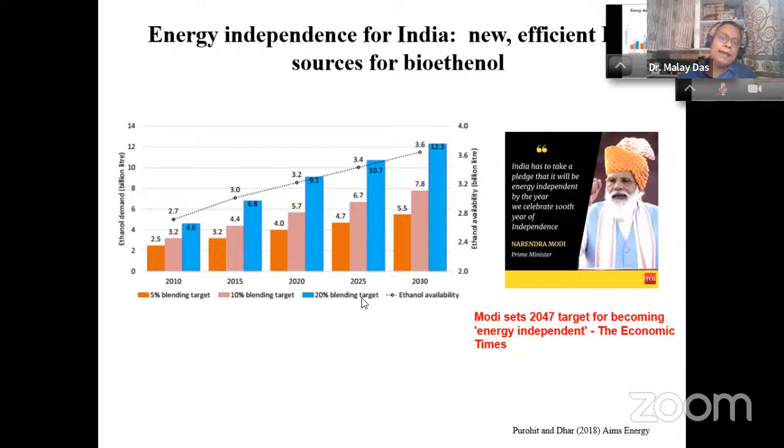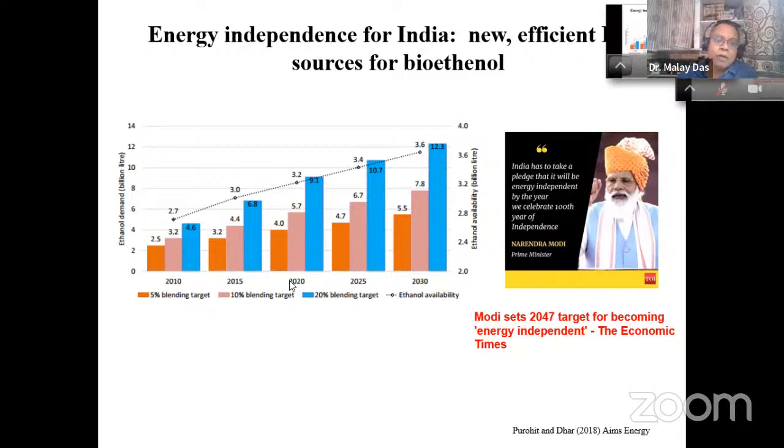So the idea is that with time, you blend the conventional energy with some of those alternative resources, including this kind of biofuel that we are trying to generate. And that is a predicted model that has been projected, like this. This brown one is the 5% blending target, this one is 10%, and this blue one is the 20% blending target.